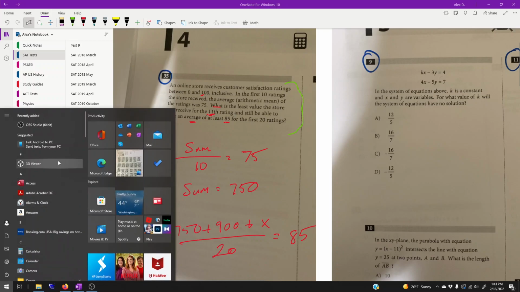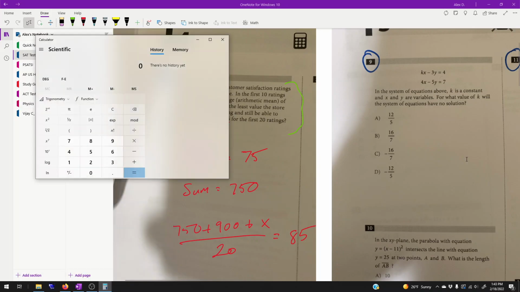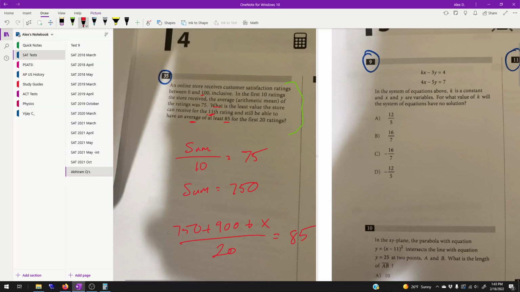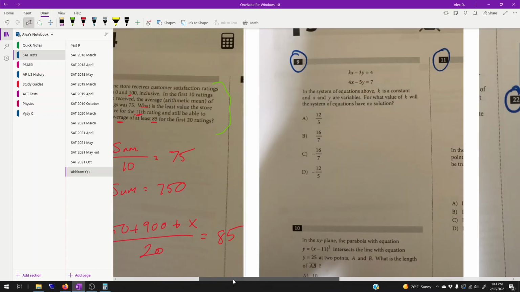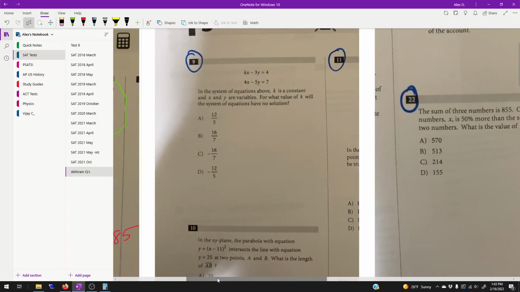Get a calculator pulled up here because I believe this is indeed the calculator section, and I'm too lazy to do 20 times 85 in my head. 1700 minus 750 and 900, 1650 is 50. And so I believe the answer for number 35 here is 50. I don't know which test he pulled this from, but I believe that's going to be our correct answer there. And we could, of course, verify it algebraically if we wanted to.